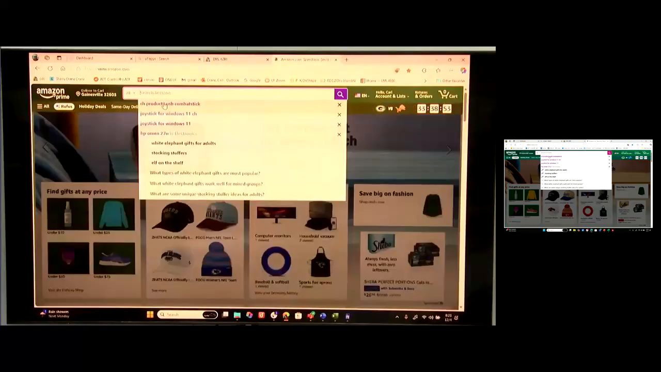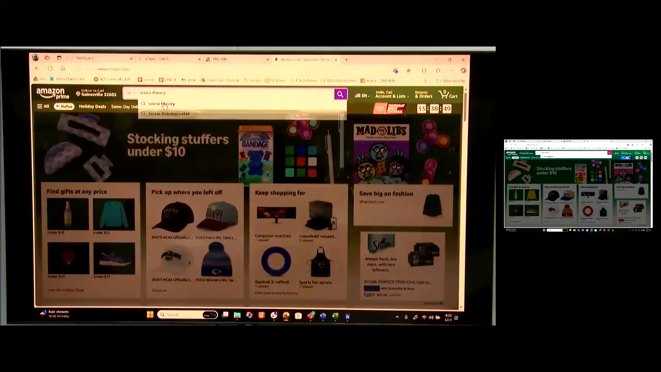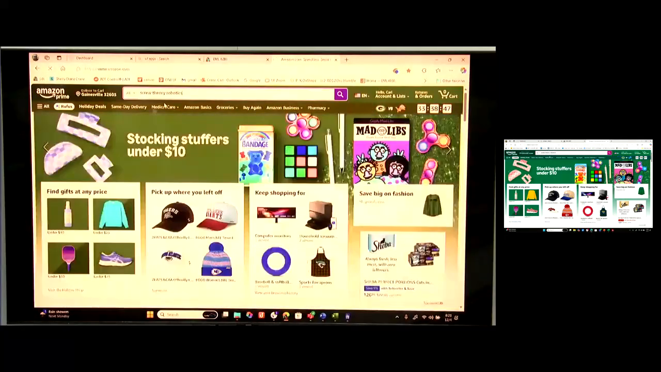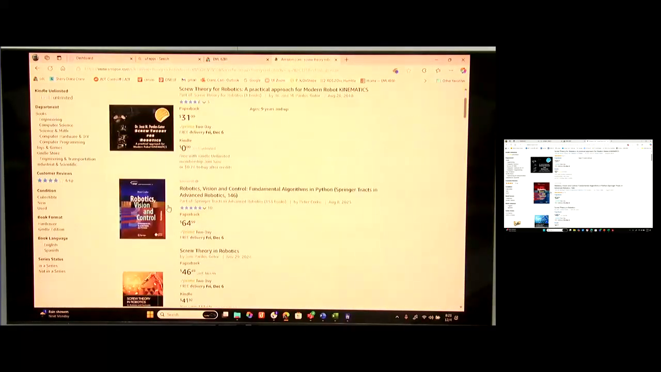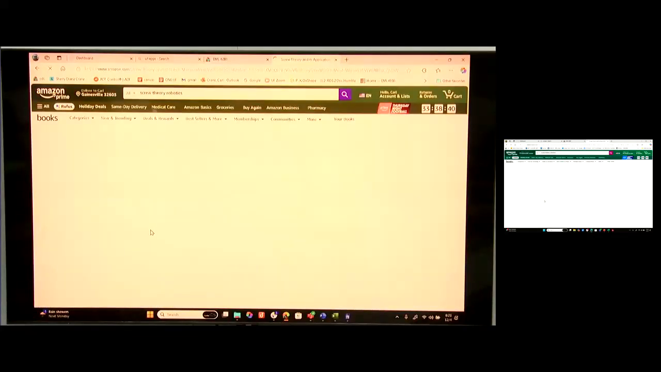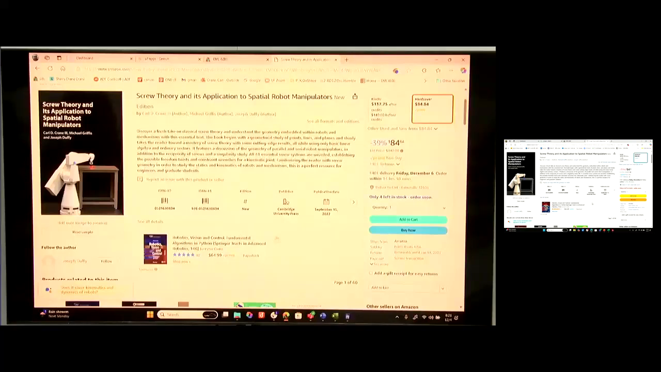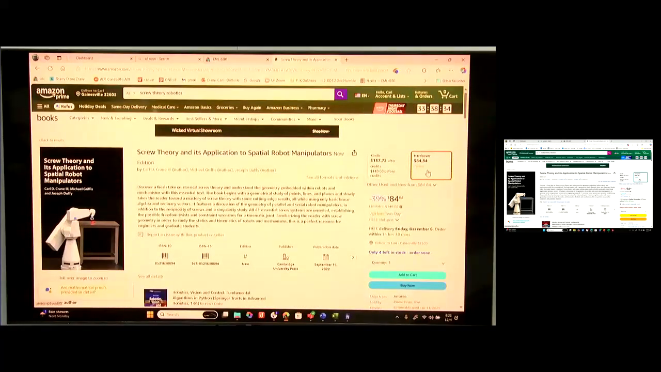What are they selling it for? Screw theory, robotics, come on. You should put us on top. So what are they going for now? It's too much. 85. Oh, and that's for a hardcover. I think they also do a Kindle version. Oh wow, the Kindle's even more. That's ridiculous. But it's a good one.